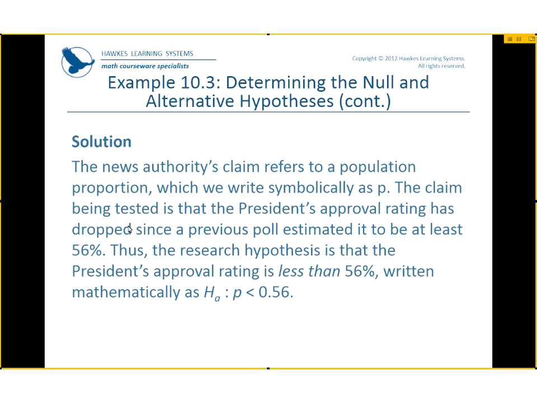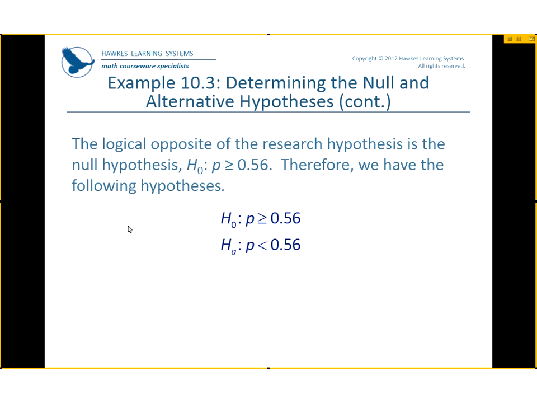So the news authority claim refers to a population proportion, which we write symbolically as P, okay? So if you see that percentage symbol, use the P. The claim being tested is that the president's approval rating has dropped since the previous poll. Okay, so our alternative is that P is less than 0.56. So we just converted that percentage into a decimal. So we write that as alternative, and then our null hypothesis is P is greater than or equal to 0.56.